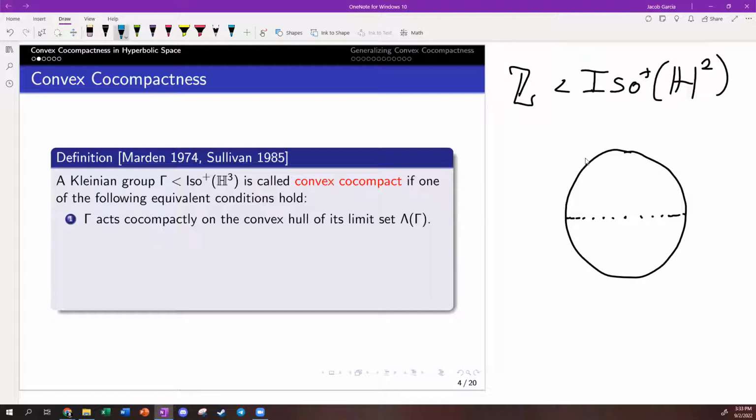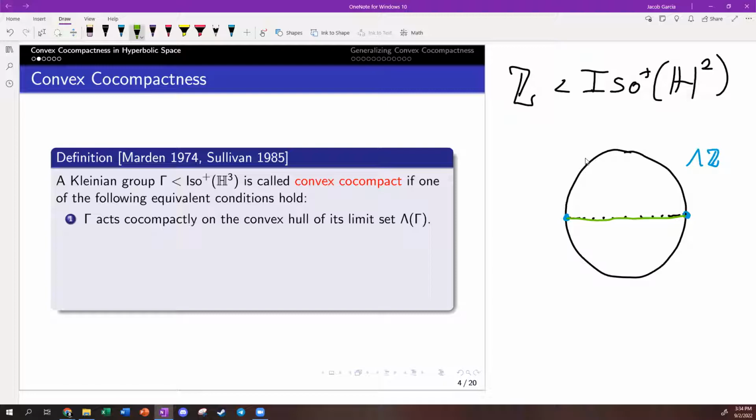The limit set for this group is going to be these 2 points here on the end. So here in the blue, that's the limit set of Z. And the convex hull of its limit set is just what I normally mean by convex hull. I'm going to connect all of the points on the boundary with geodesics, and then I'm going to connect all of the points on those geodesics with geodesics to all the other points on other geodesics, and I'm going to keep doing this until I don't add anything else. So here, my convex hull is just this line which goes through the orbit.